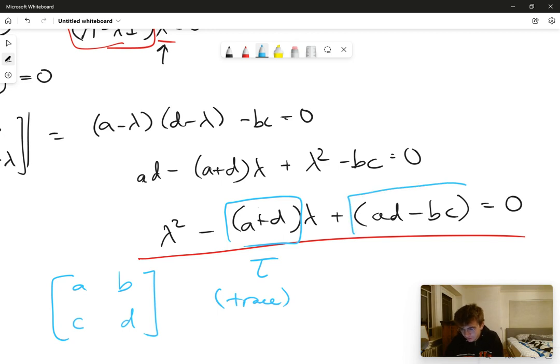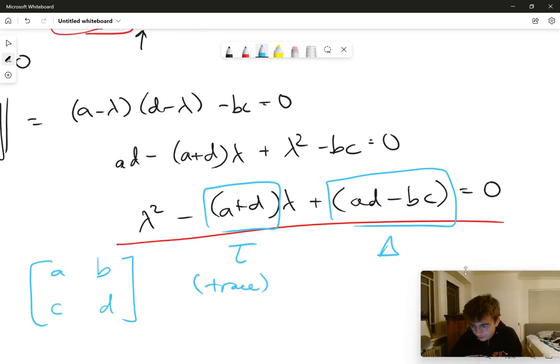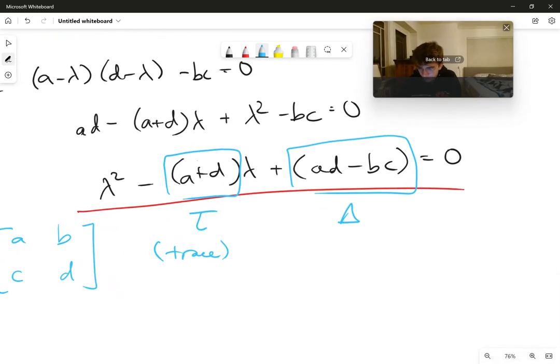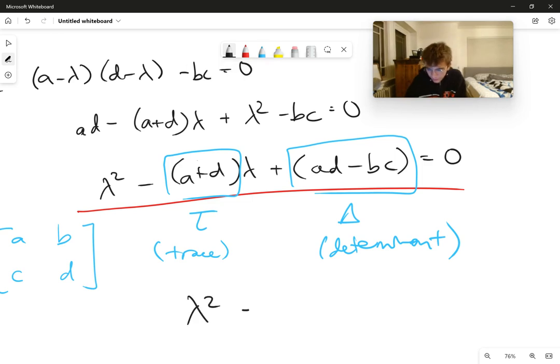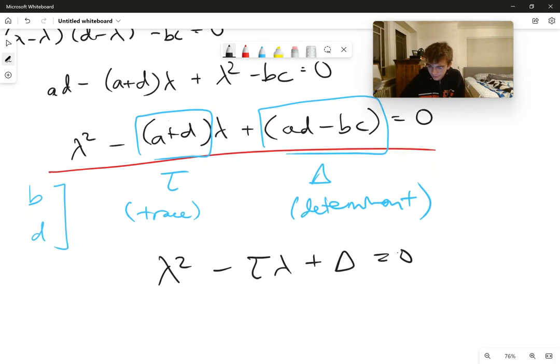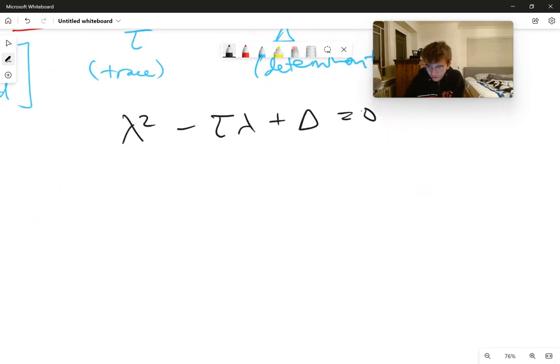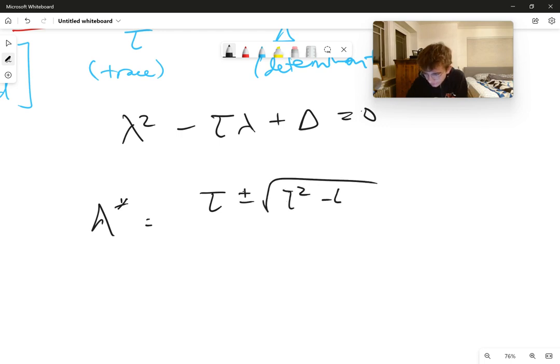And then this term, the constant coefficient term, is in fact just the determinant of the matrix. Okay, so I'm going to use a little triangle to denote determinant. Okay, and determinant. Excellent. Okay, so now I have that lambda squared minus tau lambda plus the determinant is equal to 0. Okay, and so applying the quadratic formula, I have that my eigenvalues are precisely tau plus or minus the square root of tau squared minus 4 times the determinant, all over 2.